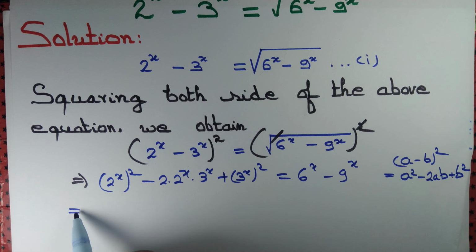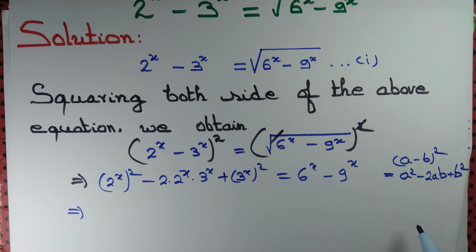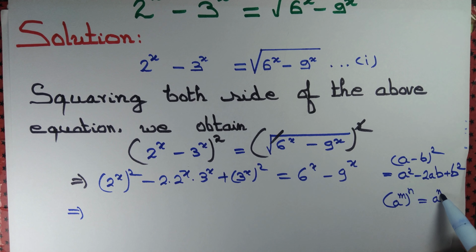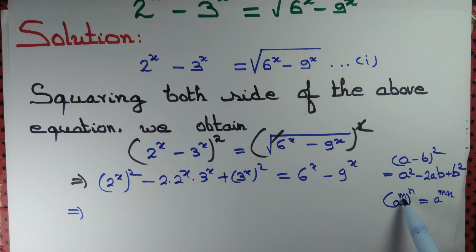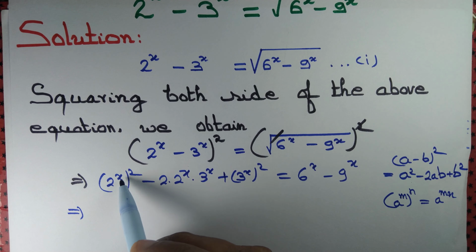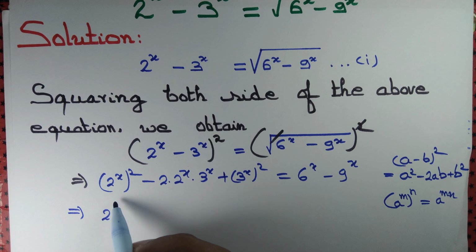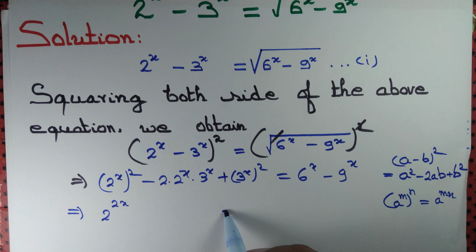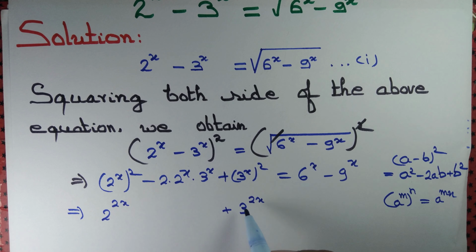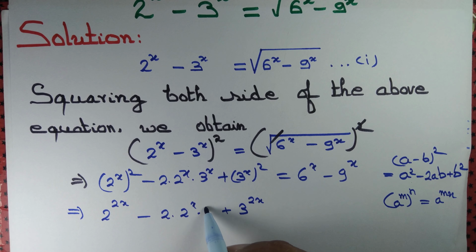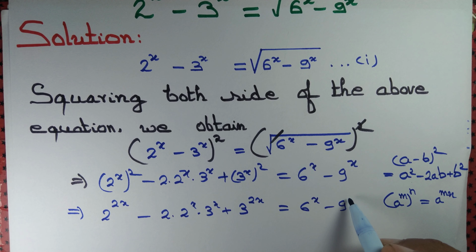Now we apply the law that a to the power m whole thing to the power n equal to a to the power mn. So if we have powers of powers, then we simply multiply those powers. You see you have 2 to the power x, that gets powered by 2. So we can write this as 2 to the power 2x. The same thing here, 3 to the power 2x. 2 into 2 to the power x into 3 to the power x, we copy it as it is, equal to 6 to the power x minus 9 to the power x.